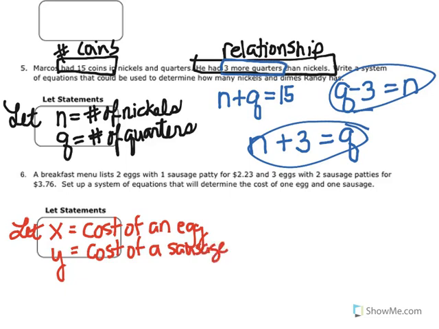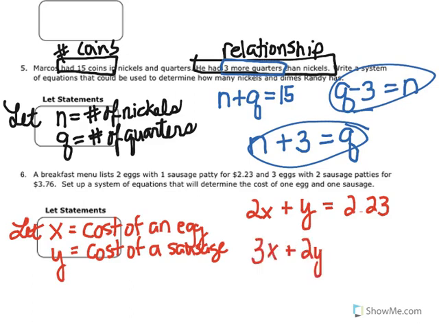So we want to write 2 equations. So we can say 2 times X, 2 eggs, plus the cost of 1 sausage, so that would be 1Y, is equal to $2.23. Our second equation is 3 eggs plus 2 sausages equals $3.76.